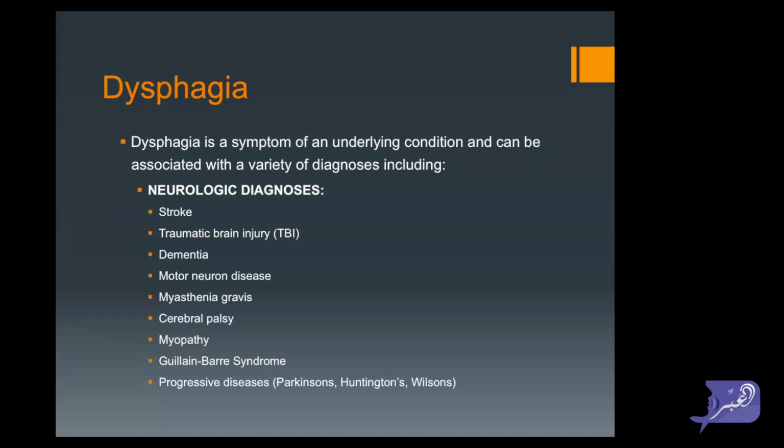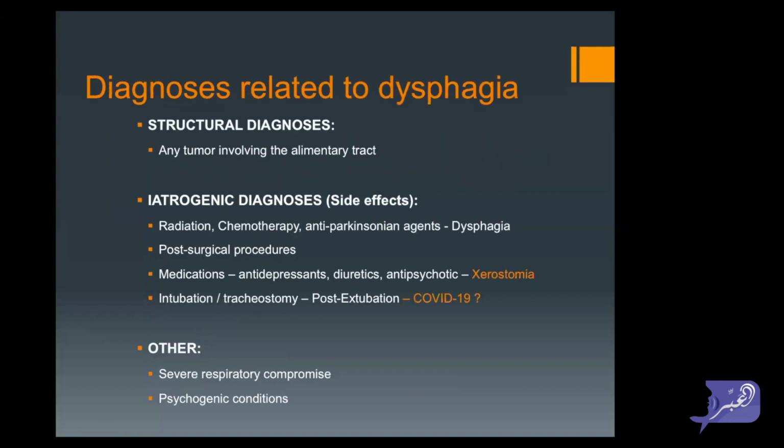Dysphagia is typically looked at as a symptom. It's a symptom of something else that's happening, of an underlying condition. It could be a neurogenic disorder, so it could be a stroke, a TBI, traumatic brain injury, dementia, motor neuron disease, CP, Guillain-Barré syndrome, and any kind of neurodegenerative disease like Parkinson's and Huntington's and Wilson's disease. Dysphagia will come with any of these disorders. It's a symptom, okay? So it's a result of some of these diagnoses.